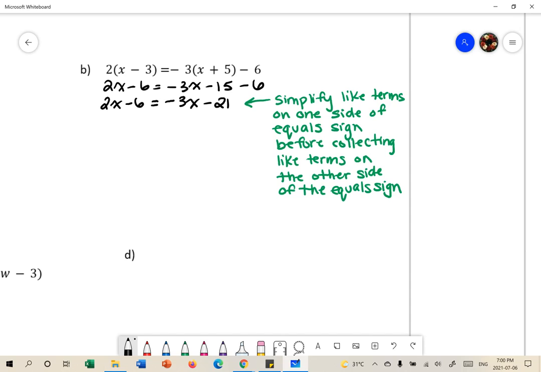Now I'm going to collect like terms on either side of the equal sign. 2x is going to stay where it is. -3x is going to be brought to the left side, so it's going to become +3x. -21 is staying where it is, and I'm bringing -6 over, so it's going to become +6. 2x plus 3x is 5x. -21 plus 6 is -15. Dividing both sides by 5, x is equal to -3.